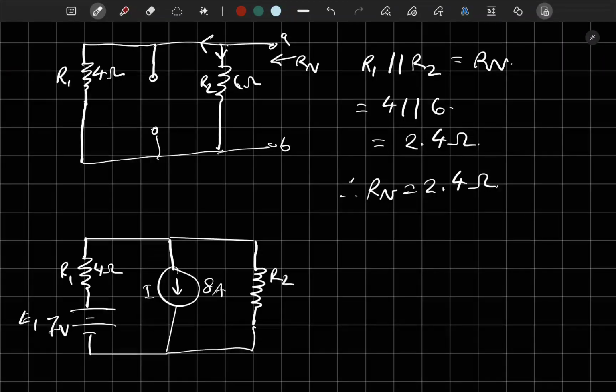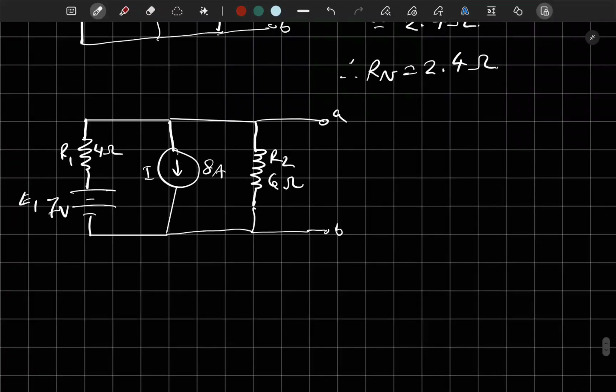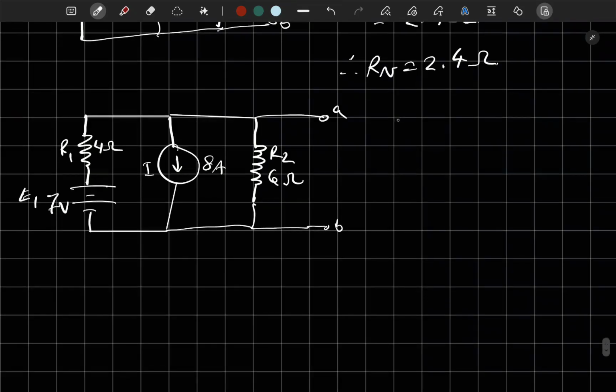So this is R2 6 ohms, and then the load terminals A and B. Now we have to find the total resistance here. Now this again looks scary. How do we do that? How do we find the equivalent resistance here? We use the superposition theorem. Now remember what the superposition theorem was?